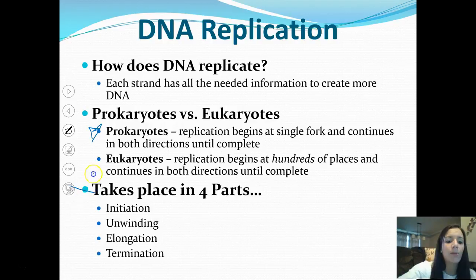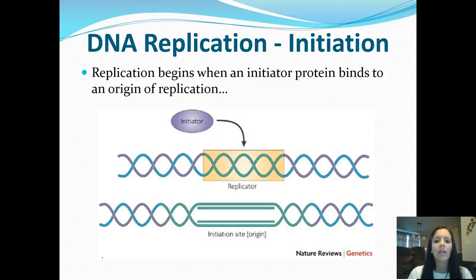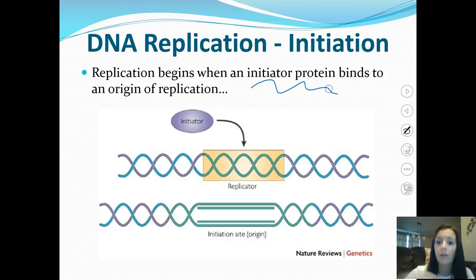So there's 4 important parts you need to be aware of in DNA replication. So we have initiation, unwinding, elongation, termination, and we're going to discuss those in a little more detail here. In initiation, this is when replication begins. So an initiator protein is going to bind to the origin of replication. Remember, in prokaryotes, there's only one of these, but in eukaryotes, there's hundreds of them.